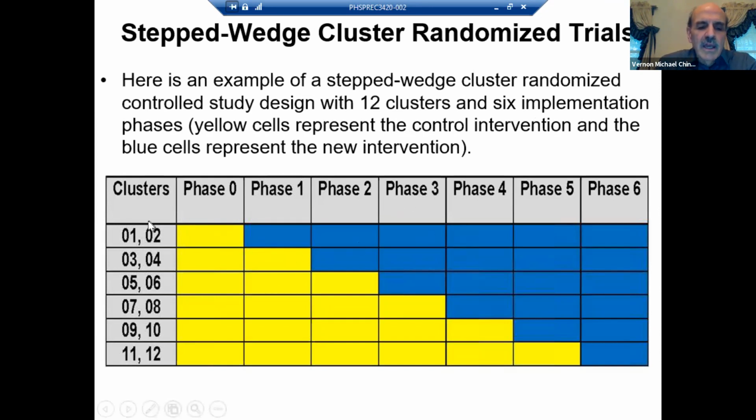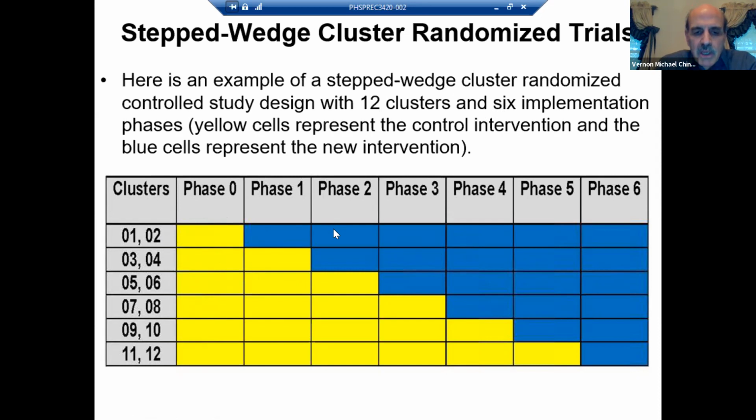Okay. And what we're going to do, or in this contrived example, you'll notice at phase 0, all 12 clusters are using the control. Right? Yellow corresponds to the control intervention, blue corresponds to the new intervention. So what you're going to do at some point after phase 0, after a period of time in which all 12 clusters are using the control intervention, you're going to randomize 2 of the clusters in phase 1 to start on the new intervention.